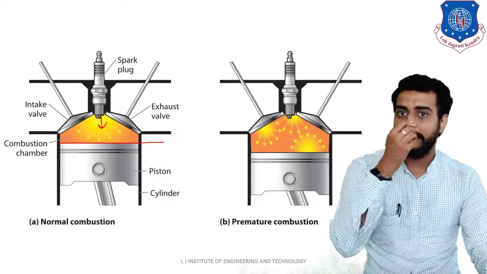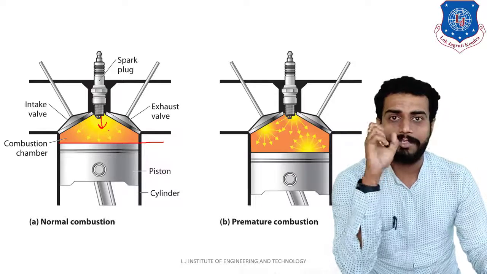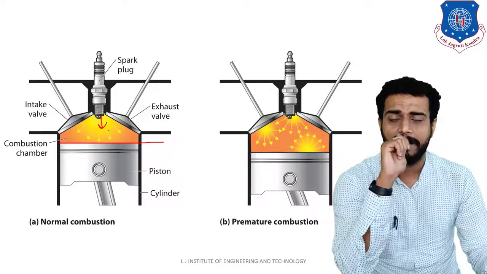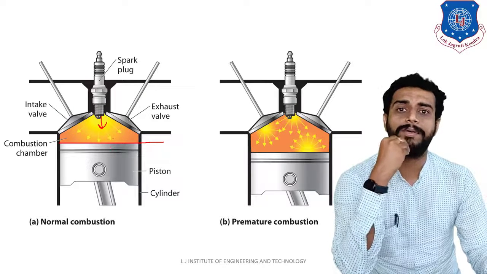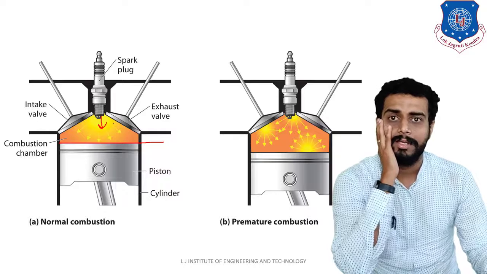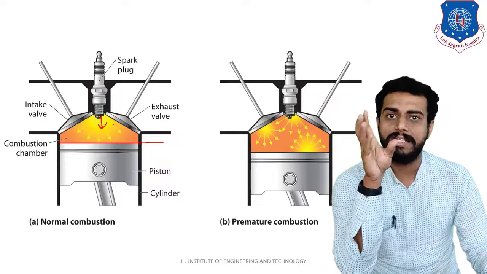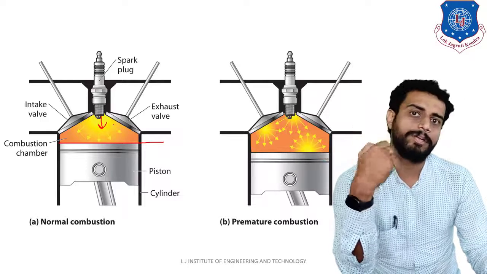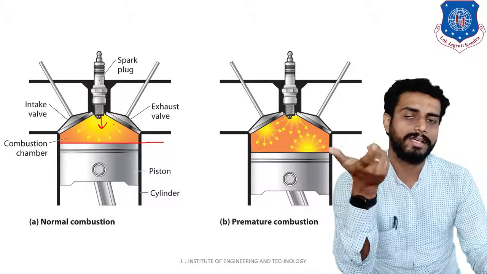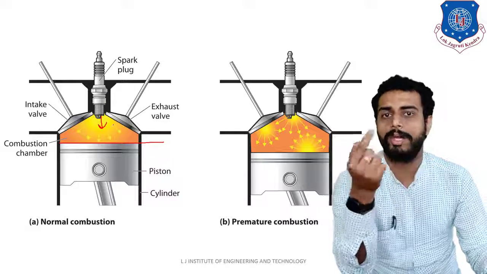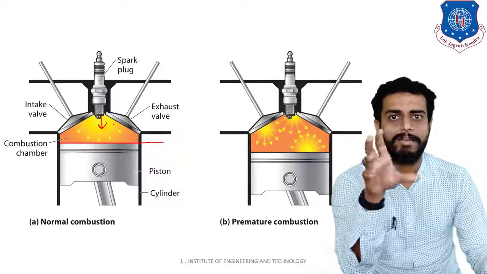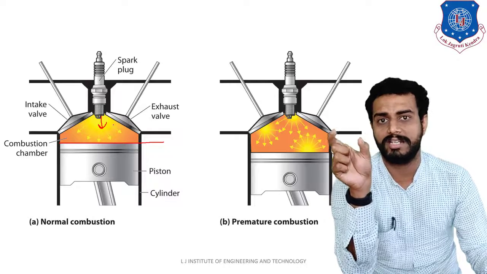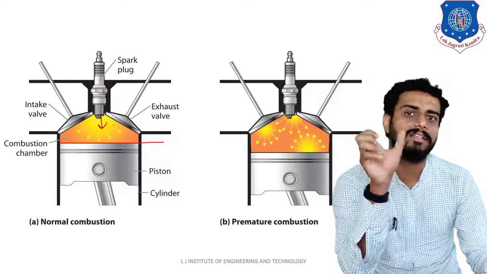Now, if you increase the compression ratio, that means what? Recall the definition of compression ratio: R is equal to V1 divided by V2. So you have to either increase V1 or decrease V2. That means you have to increase the total volume of the cylinder, or decrease the clearance volume. But you have a limitation: you cannot decrease the clearance volume beyond a certain limit, so you ultimately have to increase the cylinder volume.